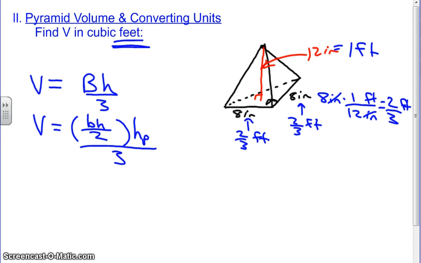Okay, so we're going to substitute what we know. Who can tell me the dimensions of this triangle base here? What would we say, Casey? 2/3. We have 2/3 times 2/3, all over 2. Yeah, close. Okay, and then what's the height of the whole pyramid? 1 foot, that's easy, and over 3.